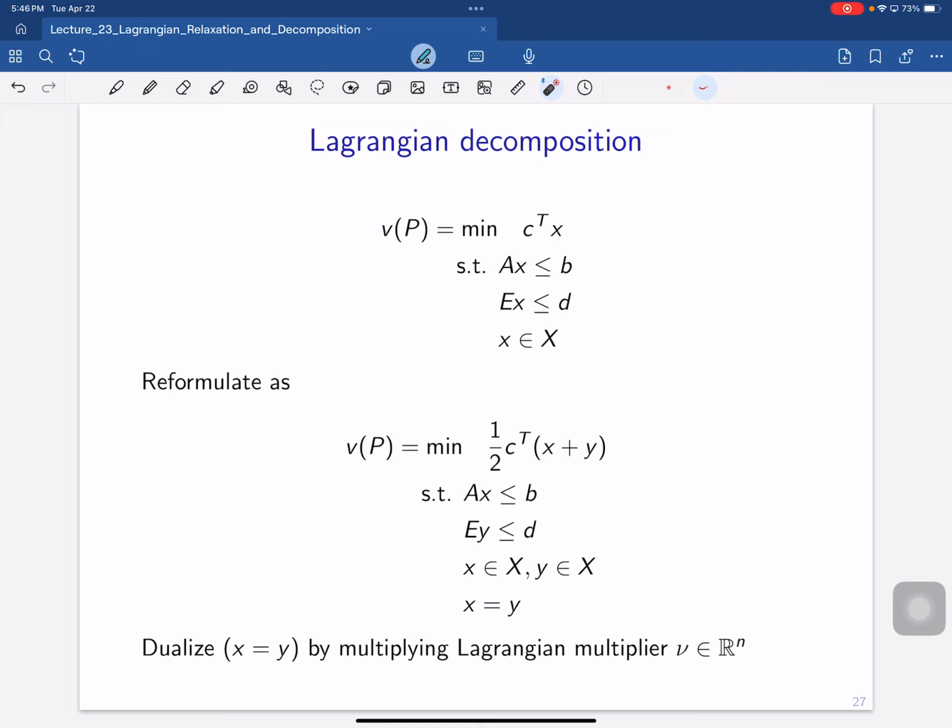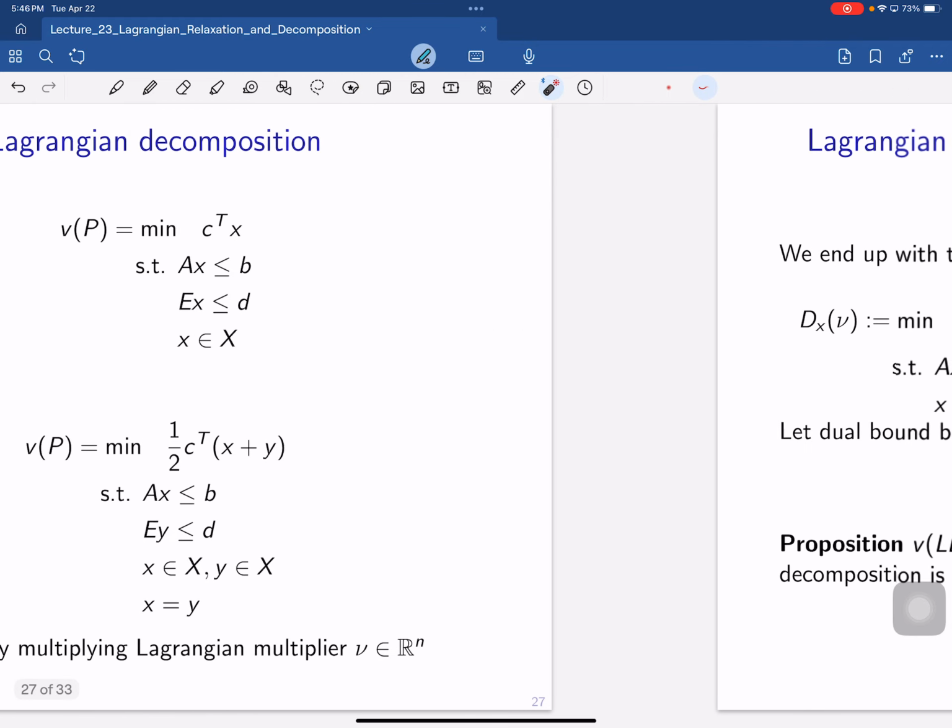When we dualize x equals y, do we also dualize the integer constraints? No, just dualize x equal to y. Okay, yeah.